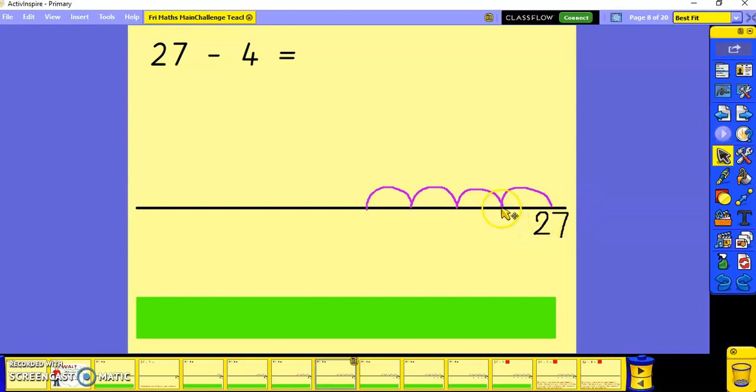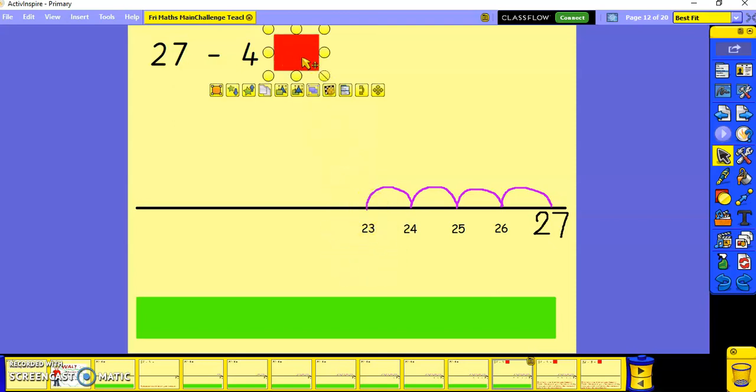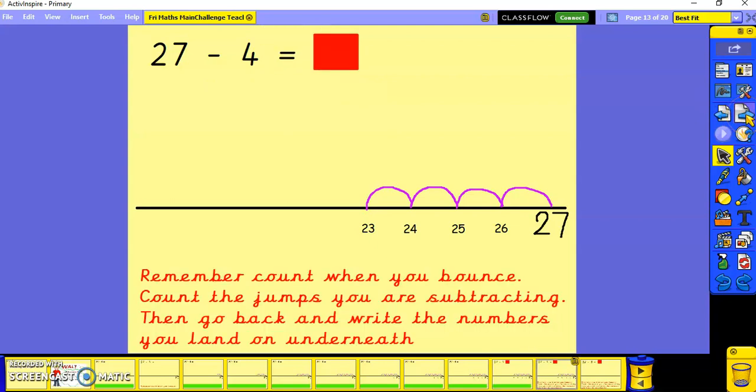Now our next step is to write in the numbers that we would land on. But remember, we're counting backwards, so it's not going to be 28, 29, 30. We're going to be doing 1 less each time. So 1 less than 27 would be 26. 1 less than 26 is 25. 1 less than 25 is 24. And 1 less than 24 is 23. So we've gone 27, 26, 25, 24, 23 with our 4 bounces. And we've landed on 23 at the end, so our answer is 23.